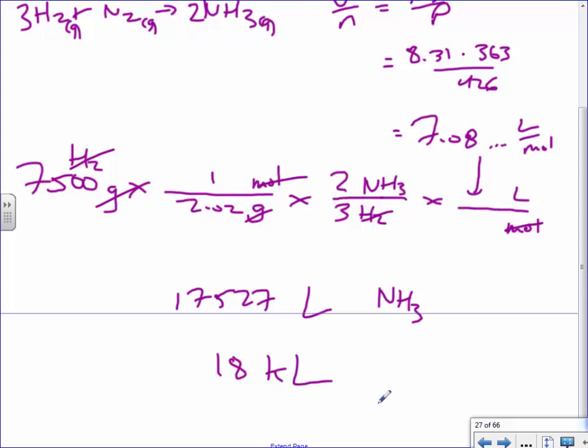Everybody get how I pulled that one off? Make it a kiloliter by moving the decimal place back 3 times here, and then it rounds up to 18. Or you can make it a 1.8 times 10 to the 4 liters. Either of those would be valid. That makes sense.